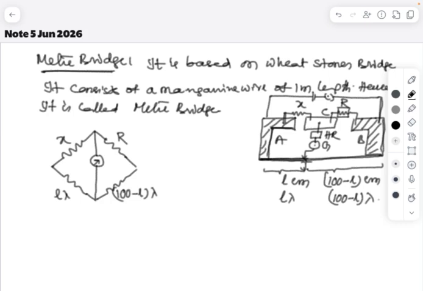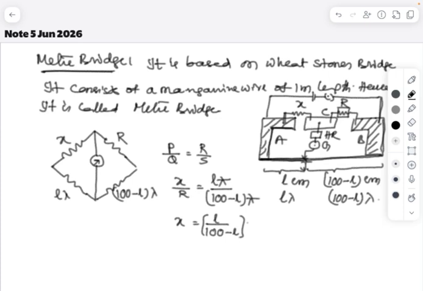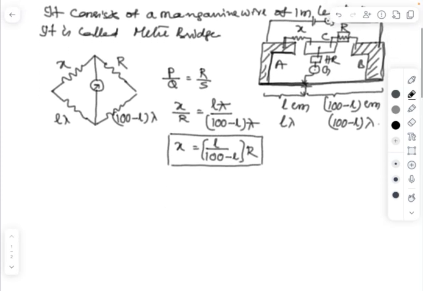According to the principle of balanced bridge, P by Q equals R by S. Here X by R equals L lambda by 100 minus L into lambda. Lambda cancels. X equals L by 100 minus L into R. By using this formula, the resistance of a given wire can be calculated.